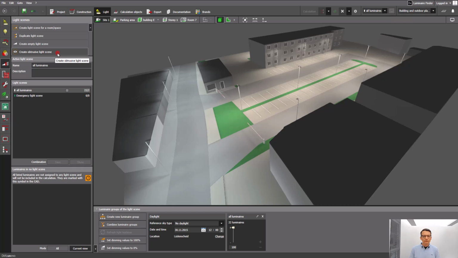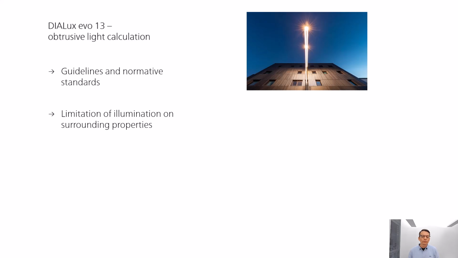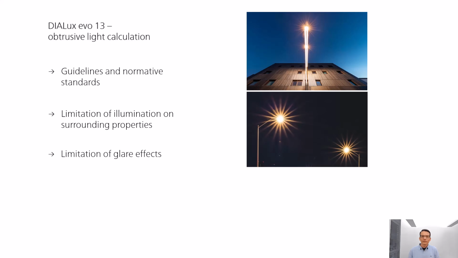But before we dive into the detailed parameters, let's first take a look at the normative standards and guidelines regarding this topic. There are different aspects when we talk about obtrusive light, which is also often called light pollution. Of course, it's a topic about light in outdoor areas which has a disturbing effect on people and the flora and fauna. Besides the relevant guidelines and normative standards, we will talk about the limitation of illumination on surrounding properties. Next, we will talk about the limitation of glare effects and, lastly, about the reduction of sky glow.